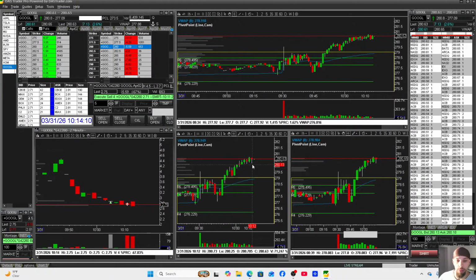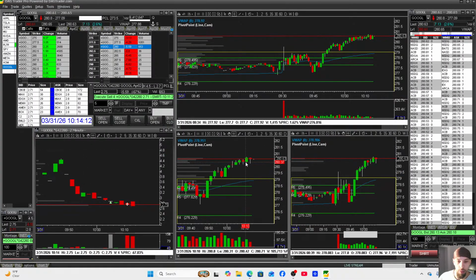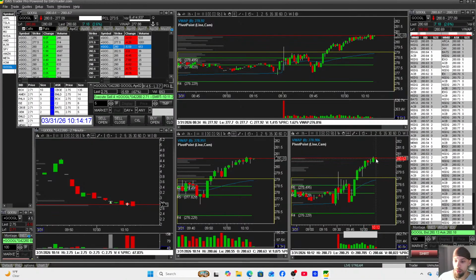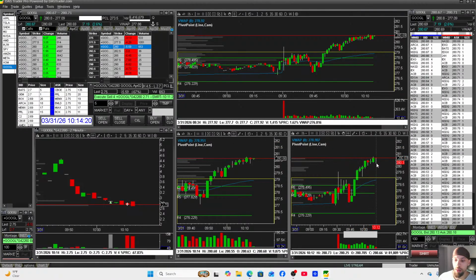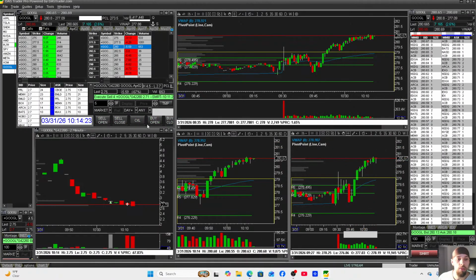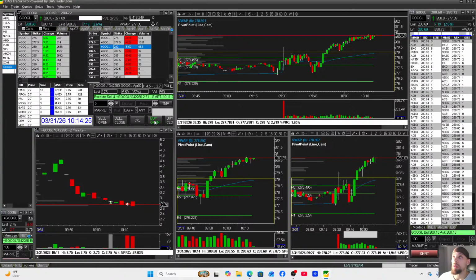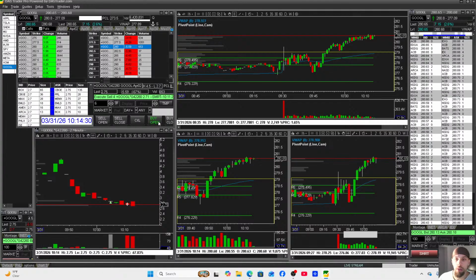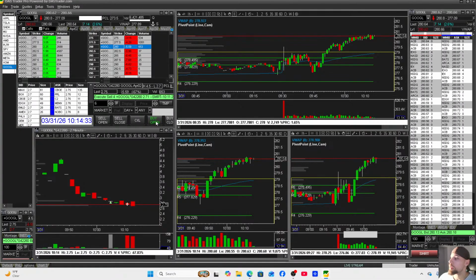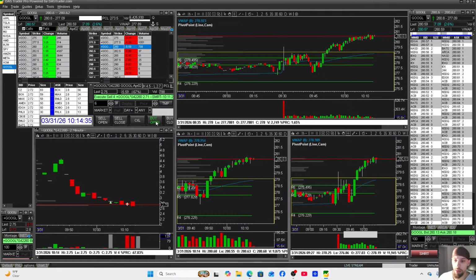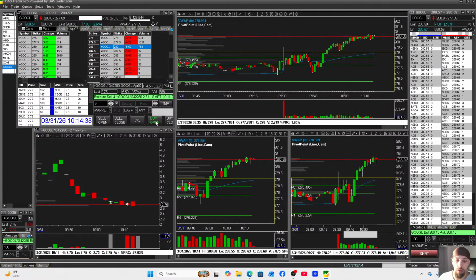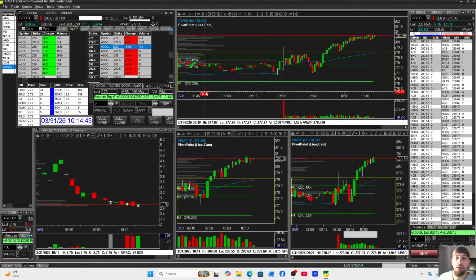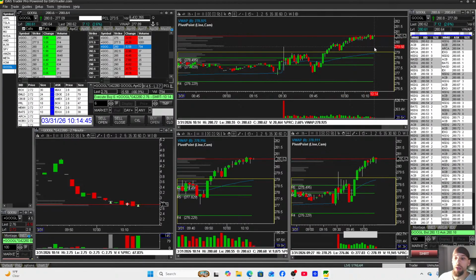Still grinding up. This 2-minute candle's so weak. Same with this 3-minute. I'm about to short this again. Look at that volume. There's no volume now. All right, 6 contracts. Looking for the move back down now.